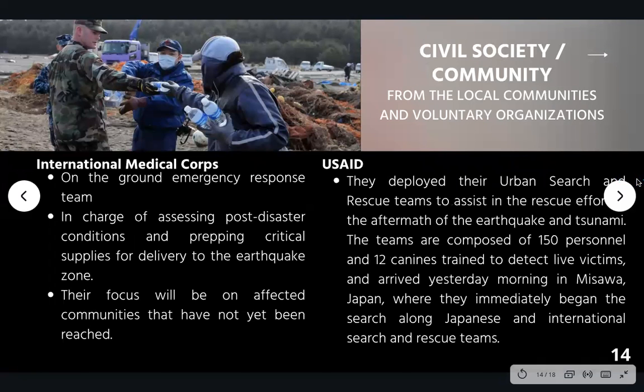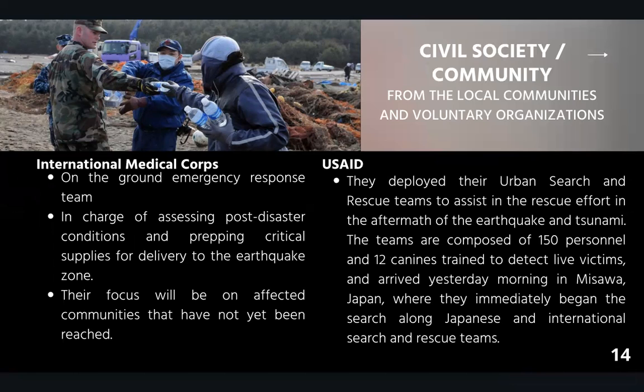Next is the International Medical Corps, an on the ground emergency response team in charge of assessing post disaster conditions and prepping critical supplies for delivery to the earthquake zone. They focused on the affected communities that have not yet been reached by the response of other organizations and the government as well.